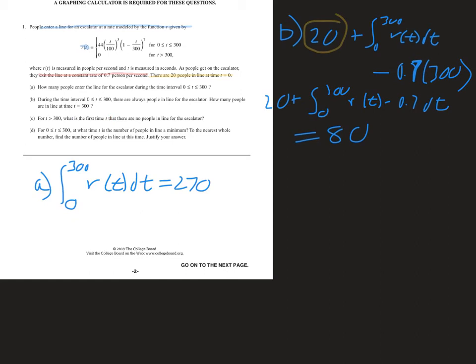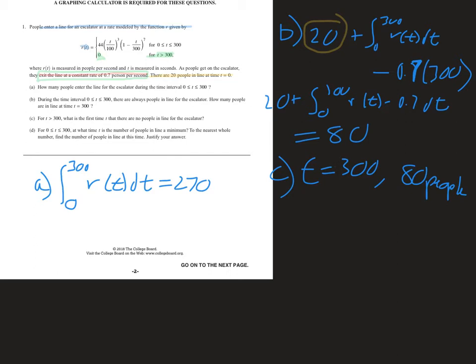Well, we know that at time t equals 300, there are 80 people. And from then on, we add no one, because we're given a rate of change of 0 for t greater than 300. And then we're still losing 0.7 per second. So if we just think about that, okay, I've got 80 people at time t equals 300, and I lose 0.7 per second. How long is it going to take me to go from 80 to 0?